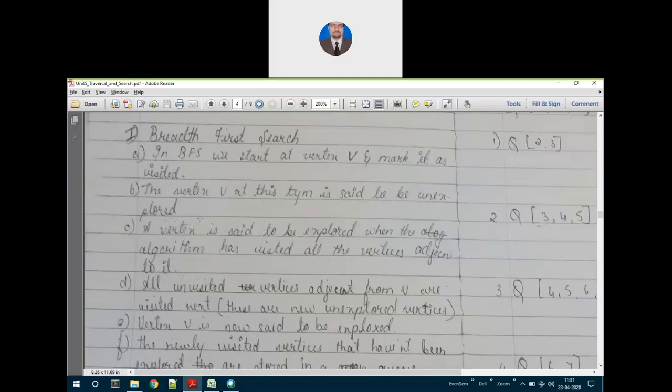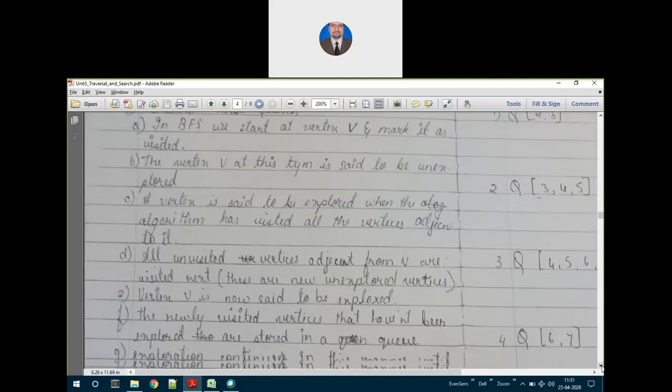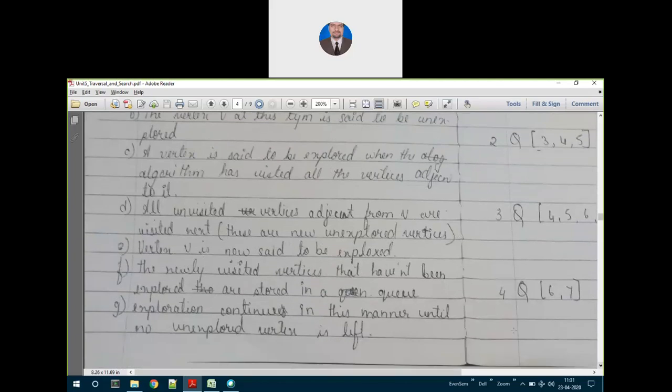Consider this important for the exam. You may get a question on what is an explored vertex. This is important for the point of 2 marks. Then the next is, all unvisited vertices adjacent from V are visited next. They are new unexplored vertices. The vertex V is now said to be explored, because when we visit all the adjacent vertices from that particular vertex, then we can call that vertex V an explored vertex.